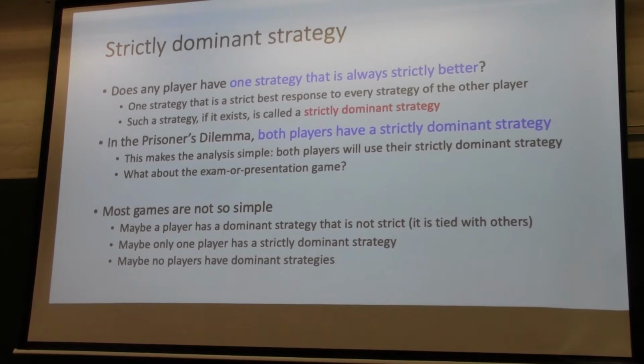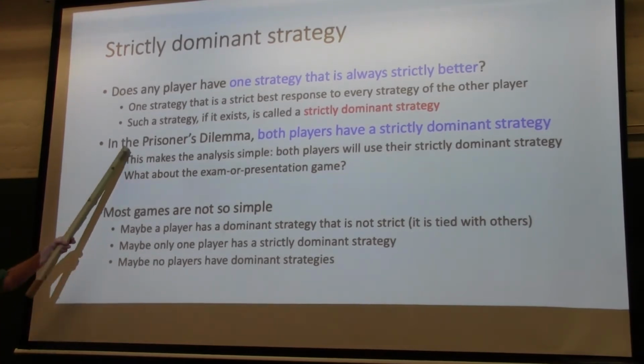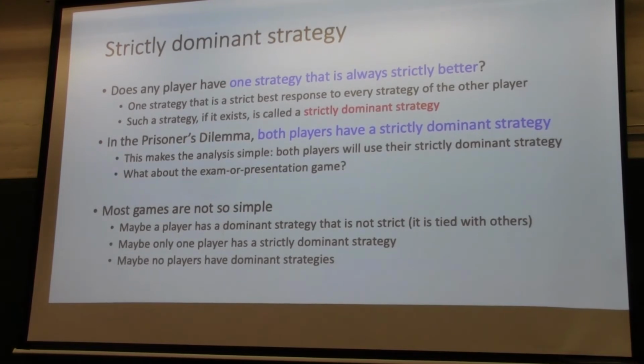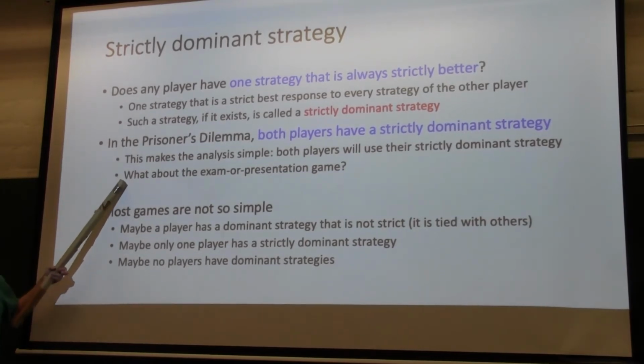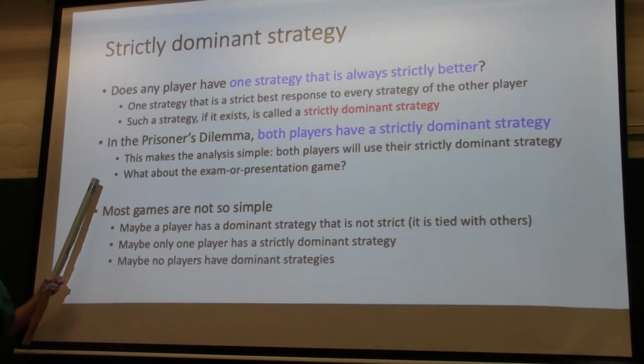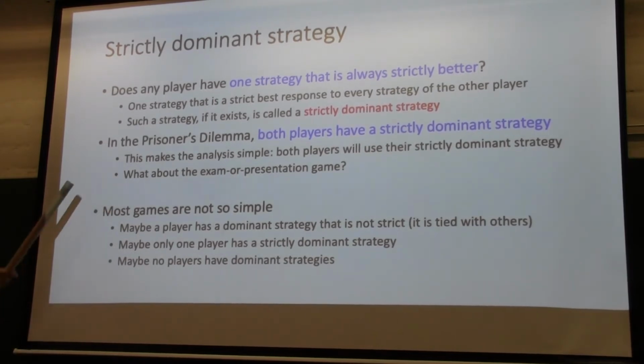So the best response to not confessing is C. The best response to C is also C. So C is the best response to both. So it's the dominant strategy. And because it's strictly more, it's the strictly dominant strategy. Okay? So in Prisoner's Dilemma, both players have a strictly dominant strategy. And clearly that's what you do. If you have a strictly dominant strategy, you play it, okay? And in the exam or presentation example, I'll let you look at that. Okay, that's also very easy.